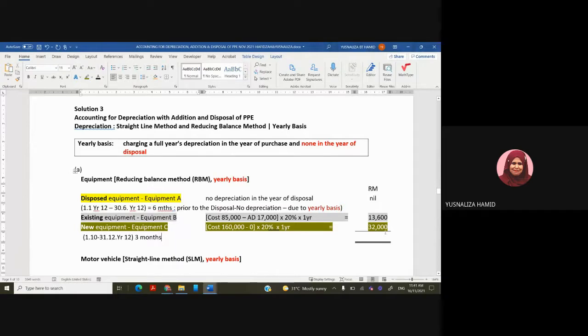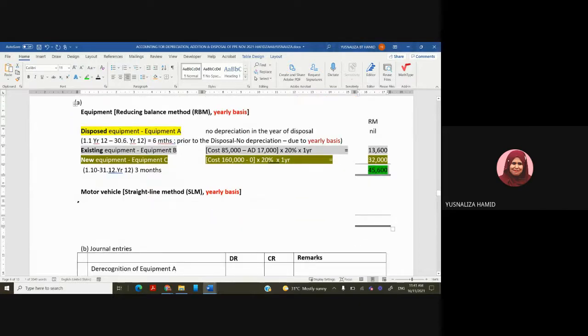So you have 32,000. So now your figure here would be 45,600. That was for the equipment using the yearly basis. You can compare this with the one using the monthly basis. Now we go to the straight line method, yearly basis, and this is easy peasy.